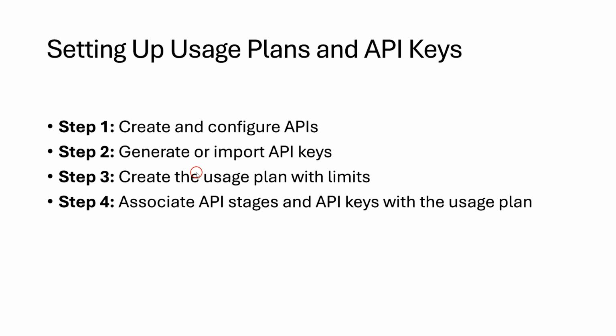Once you have created the usage plan, you have to associate your APIs. You mention that these APIs should use these API keys in the usage plan. Here what we are saying is that these APIs should use these API keys, and clients with only these API keys can access the APIs. That is what the association is. Without association, whatever you created in these three steps won't work. So that is very important. Okay, I hope you understand how to set up usage plans and API keys.